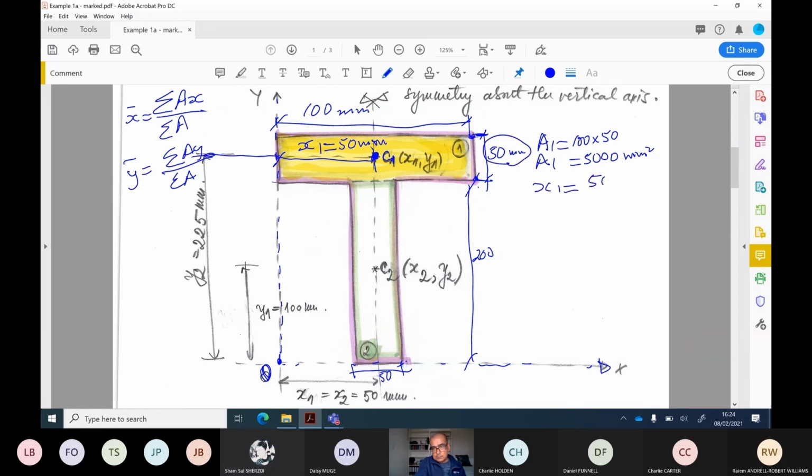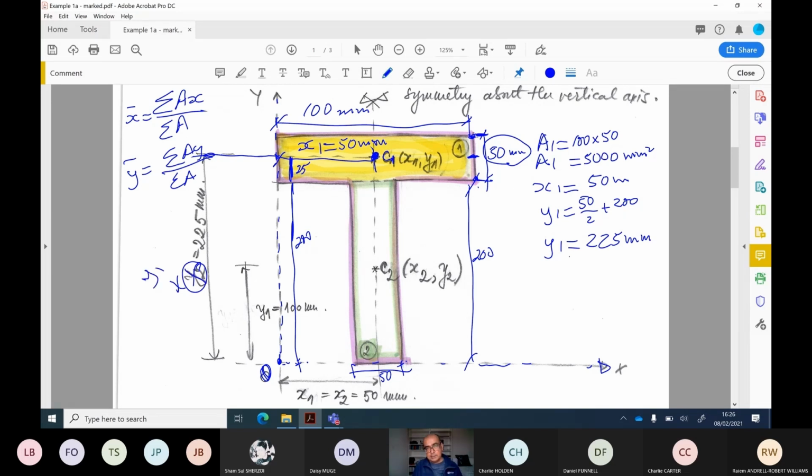X1 is equal to 50 and y1 is equal to 50 divided by 2. This is 25, and this distance from here to bottom is 200. So I need the center of this C1 from the bottom datum axis, from the origin. So it would be 50 divided by 2 plus 200. So y1 is going to be 225. Now you will ask me why it's written y2 over here. In my opinion, this is a typo mistake. So this should be y1.